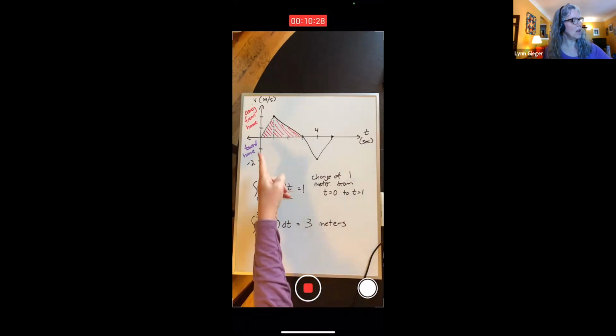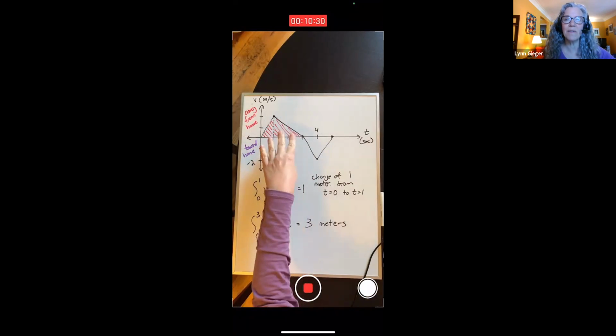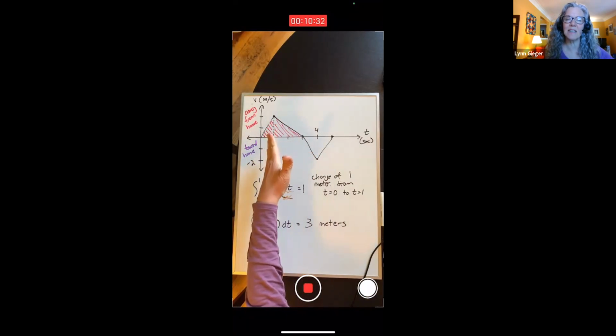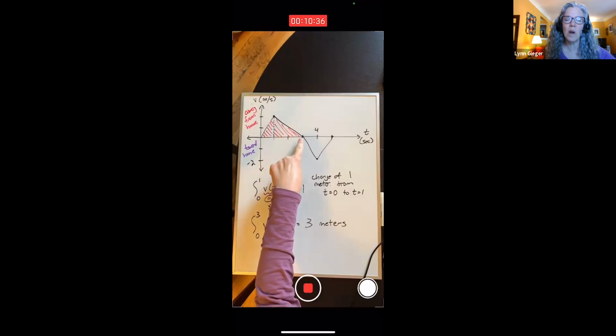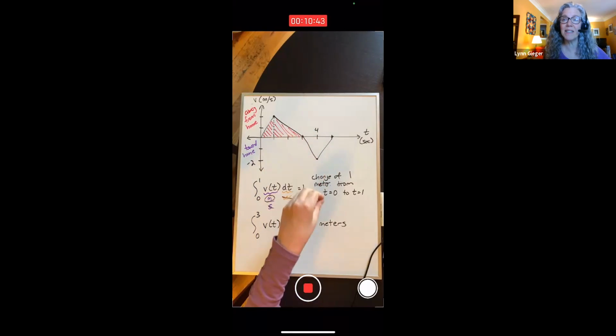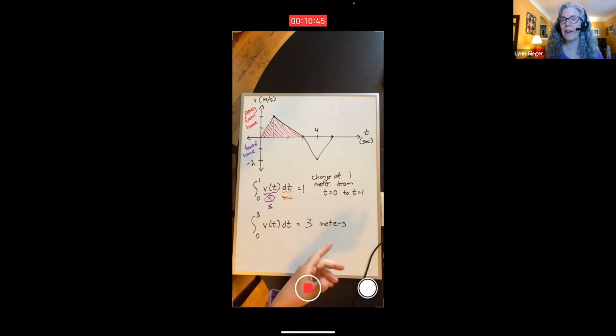So as long as your velocity function is above the x-axis, then you're going to be accumulating additional meters. That's why at this point, you're the furthest possible away from home, because you've added on as much positive velocity, as much positive rate of change as you can. Now, at this point, we are going to end up turning back around.